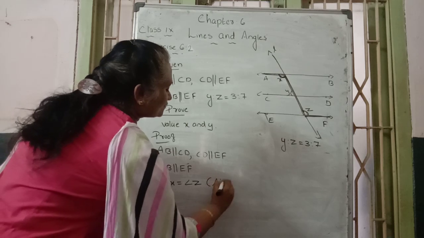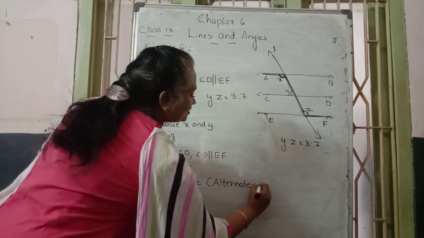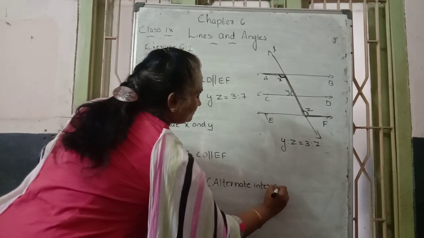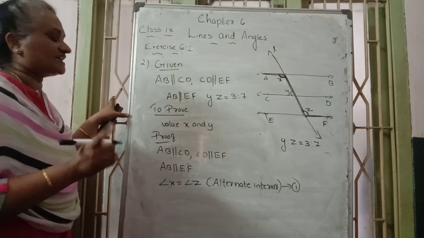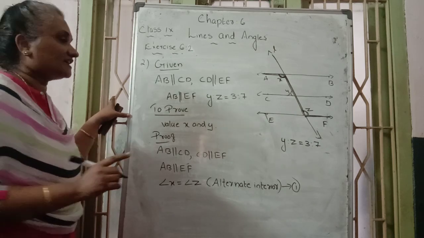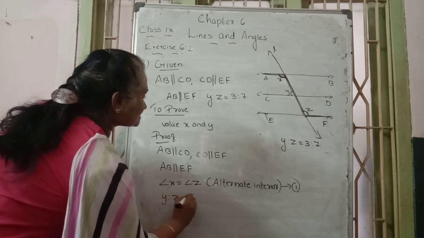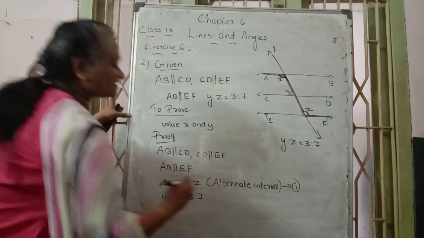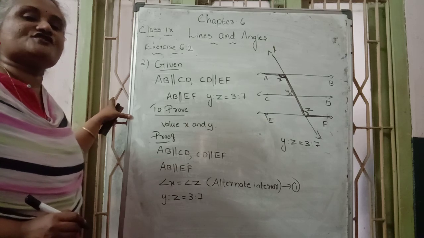Reason: they are alternate interior angles. That is the reason. There you mark it as equation 1. So we say that x and z are equal. What clue have they given? Y is to z value is given. How much? 3:7. They given y is to z value was 3:7.